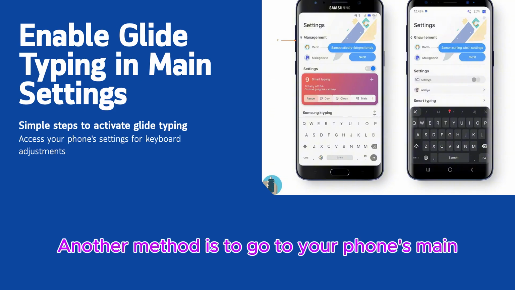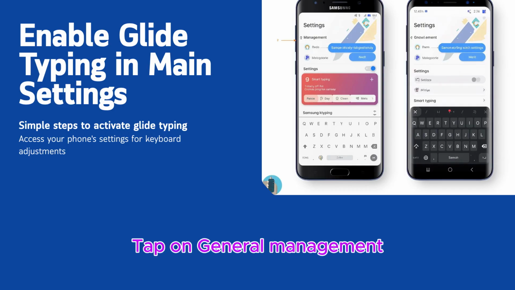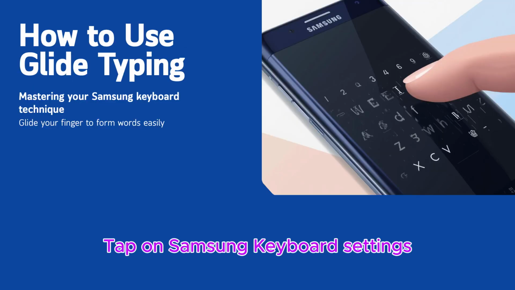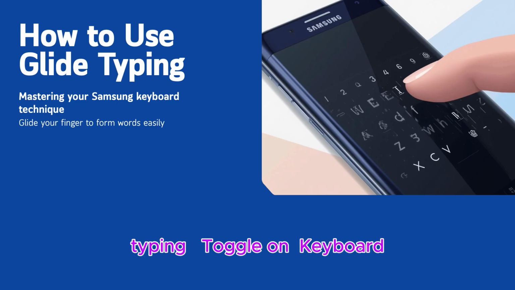Another method is to go to your phone's main settings app. Tap on General Management. Tap on Samsung Keyboard Settings. Tap on Smart Typing. Toggle on Keyboard Swipe.